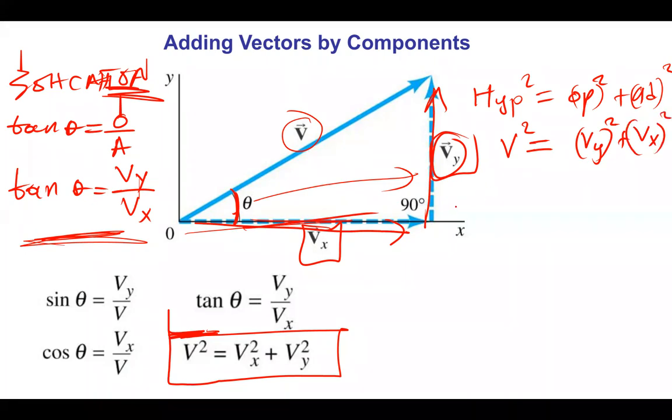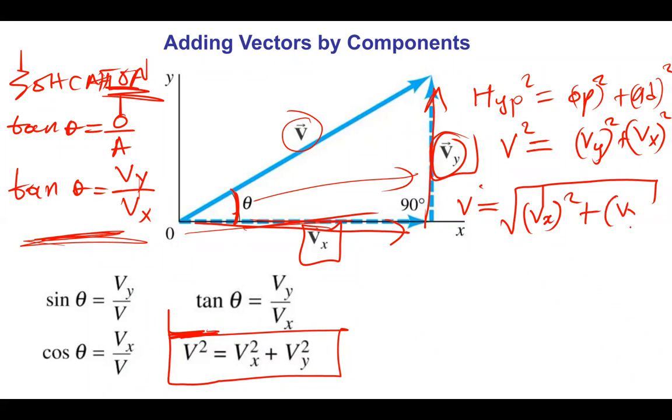So the formula now becomes V is equal to the square root of Vx squared and then Vy squared. You can even interchange them, there's no problem, because addition is commutative. So this is how we find the magnitude of a vector if you've been given the components.